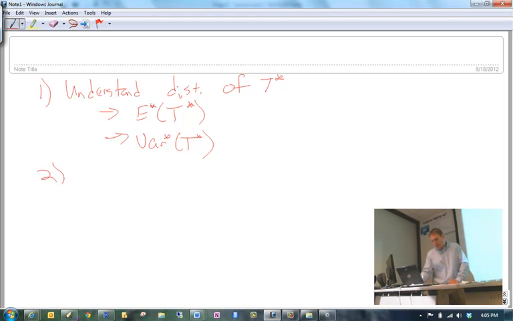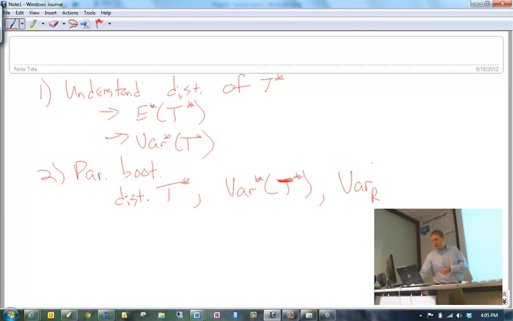Then 2 and 3 approach the problem. I guess let's talk about 2 first. Obviously, 2 was dealing with the parametric bootstrap. And this is a little bit like 1 in terms of you can get the actual distribution of T star. Well, if you can get that, then you should be able to understand concepts like, well, what is the actual variance, var star T star, and also how we can actually estimate this using R resamples.